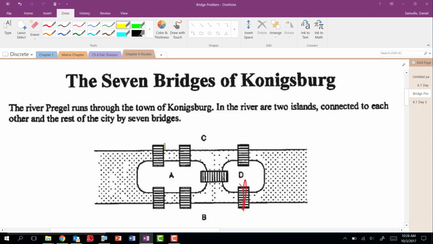So if I try this, I'm going to start at C. I'm going to go over here, then I come across, and then I'm going to go over this bridge. Then I go over this bridge. Oh, I never erased this one. So far, so good. I'm looking pretty good here. And then I'm going to go over this bridge. Oh, now I'm in trouble.